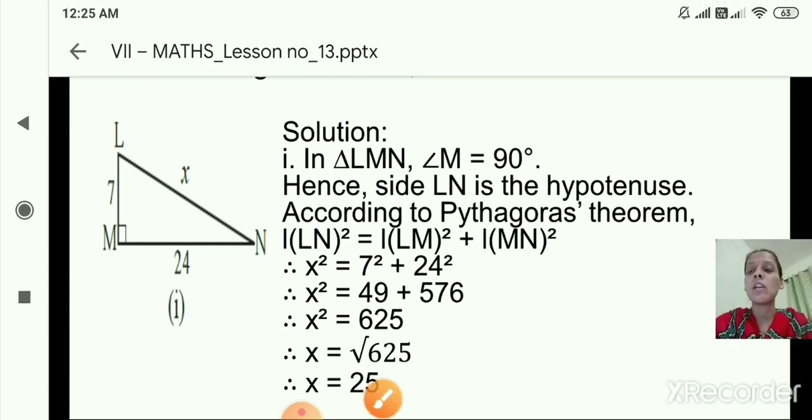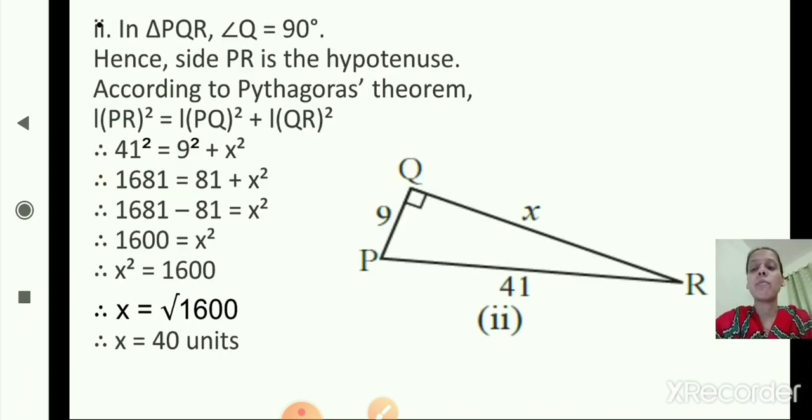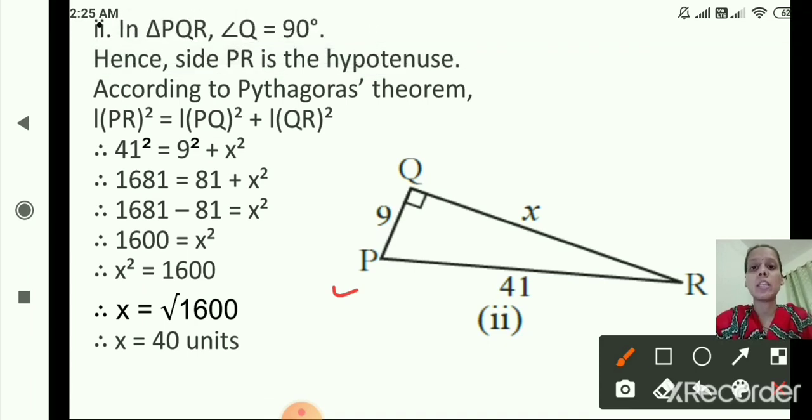So what is the hypotenuse here? It is equal to 25. Now we'll move to the next one. Next sum. Now the second figure is given, that is triangle PQR, a right angle triangle. Now here, which is the hypotenuse? The hypotenuse is side PR. Why? Because angle Q is a right angle, and the side which is opposite to angle Q, that is PR, is the hypotenuse.